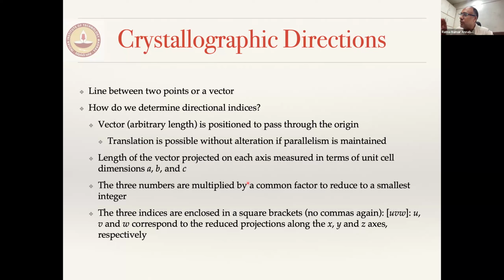Okay. And then once you have those integers, call them U, V, and W. And again, without putting commas, you write U, V, W, but enclose them with a square bracket. So when you are looking at crystallography, and if someone represents something as 1, 2, 3 in square brackets, that means they are referring to a crystallographic direction 1, 2, 3.